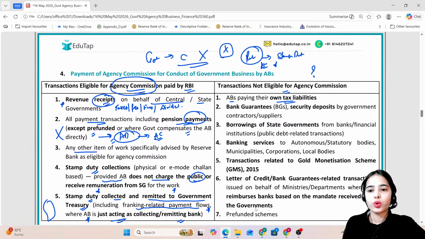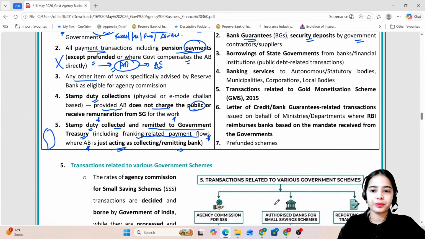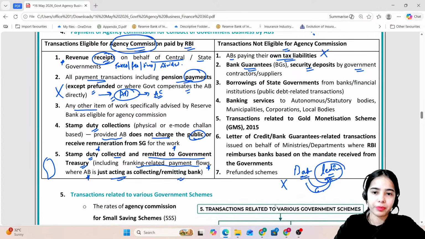Okay, so in this case agency commission will not be given. Bank guarantees and security deposits by the government contractors. Basically, if the bank is doing any lending activity, providing a guarantee or such, this is the basic functioning of the bank. For this, agency commission will not be provided by RBI. So if the bank is providing a bank guarantee or security deposit, this comes under the regular functions of the bank.